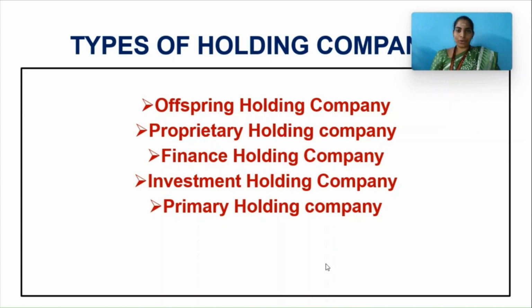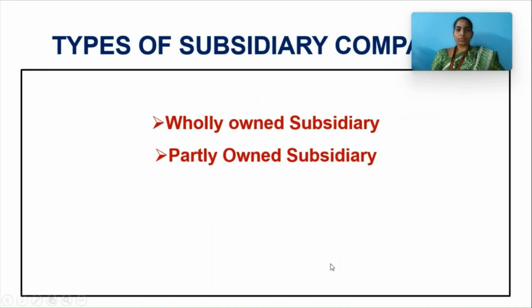So next is your investing holding company. This company also does not get involved in the operation, whereas it is involved in investing in the shares of a particular company. So next is our primary holding company. It is any company which is not a subsidiary of any other company, but has subsidiaries outside, so it is only involved in holding.